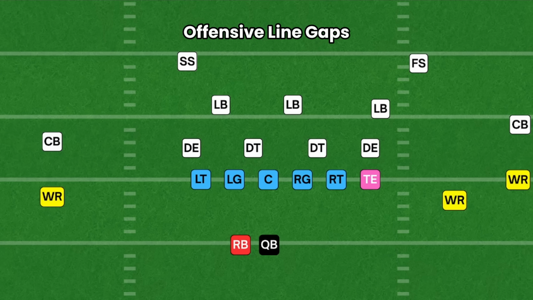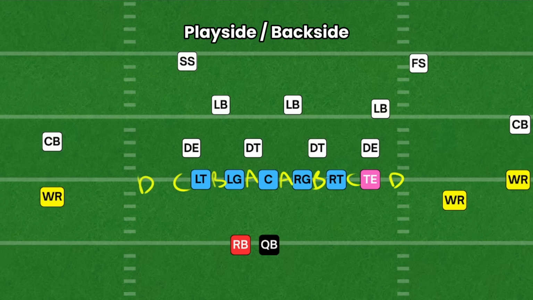Offensive line gaps identify the spaces blockers must control. The A gap is between center and guards, B gap between guards and tackles, and C gap between tackles and tight ends. Play side refers to the direction the run is designed to go, while backside is the opposite side. In this play, the right guard is the play side guard, and the left guard is the backside guard.